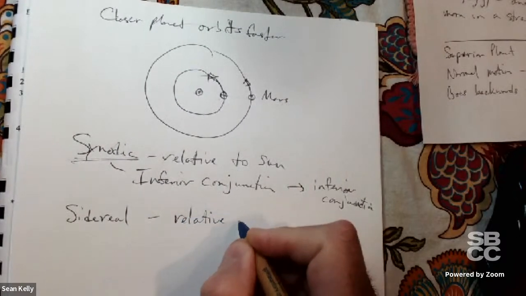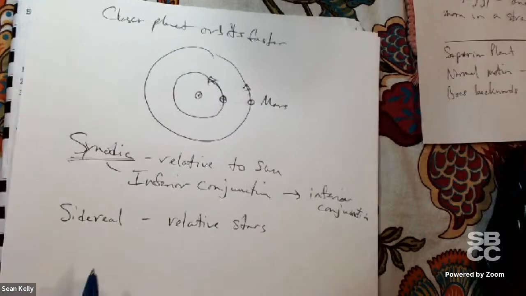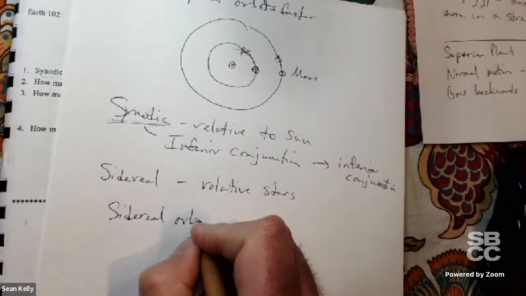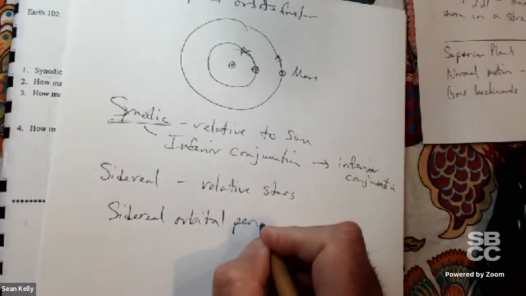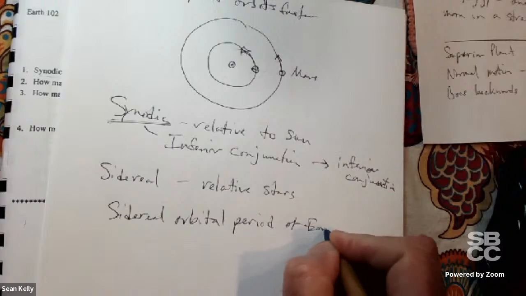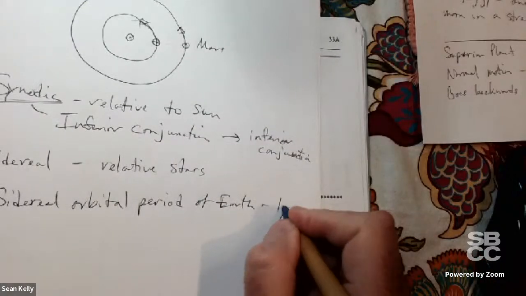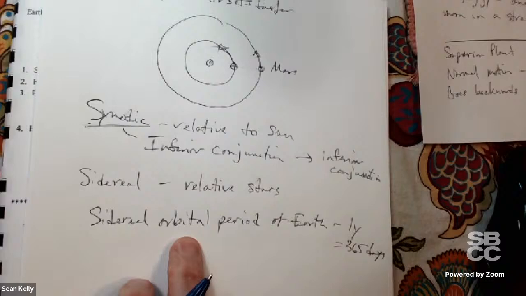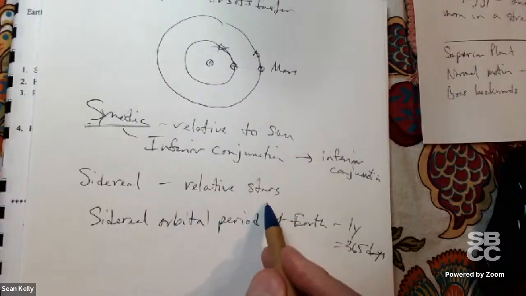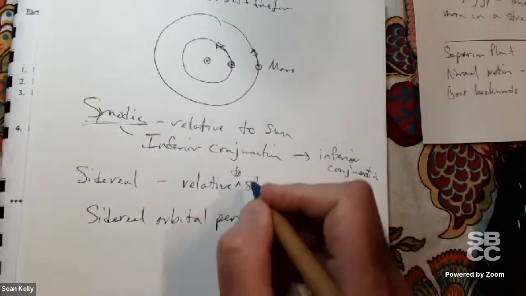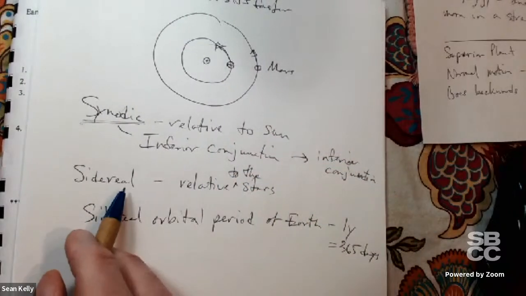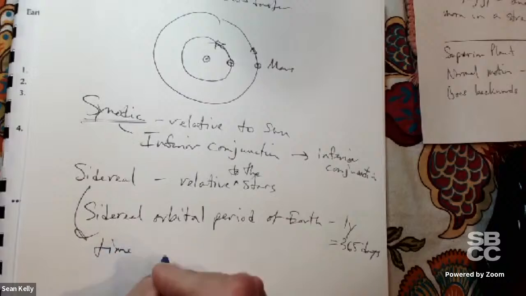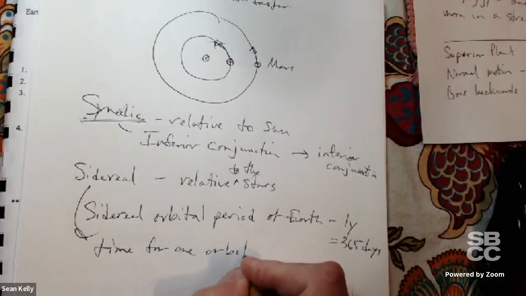So, for example, if we ask the question, what is the sidereal orbital period of the Earth? The answer is 1 year, about 365 days. So that is called sidereal, the time it takes for one orbit of the sun. Sidereal means relative to the stars. So basically that's what it is, the time for one orbit of the sun.